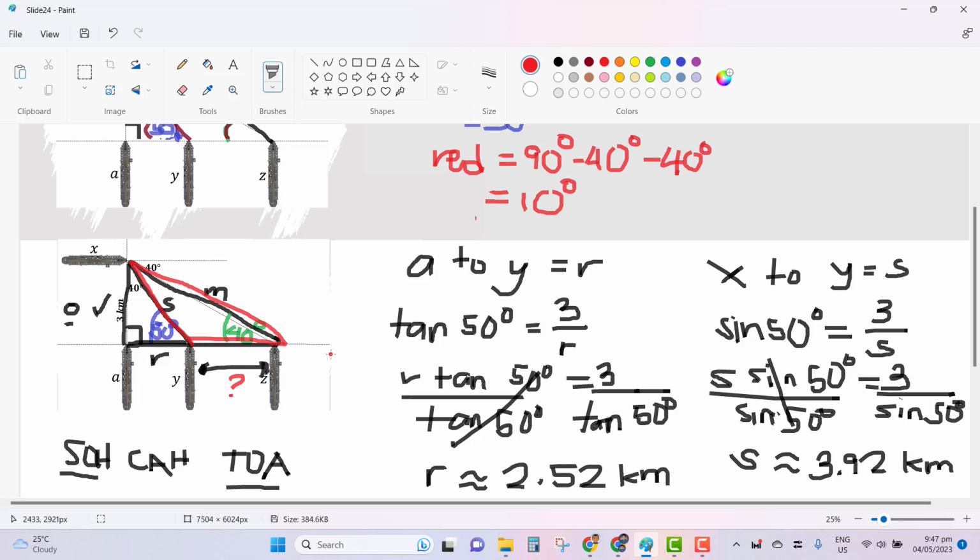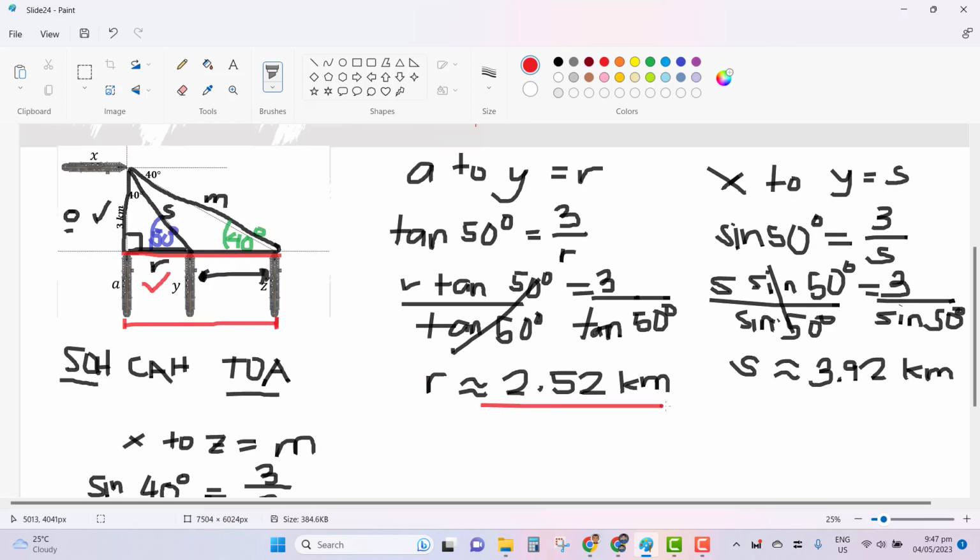But we can add another method to solve for this. What is that method? Our method is actually going to solve first A to Z, so that this is a side of the larger right triangle. And after that, since we already have the value for R earlier, we will just simply subtract R from the value of A to Z. Let's label that as P. So once we are done solving for P, subtract R, you will get this value here.